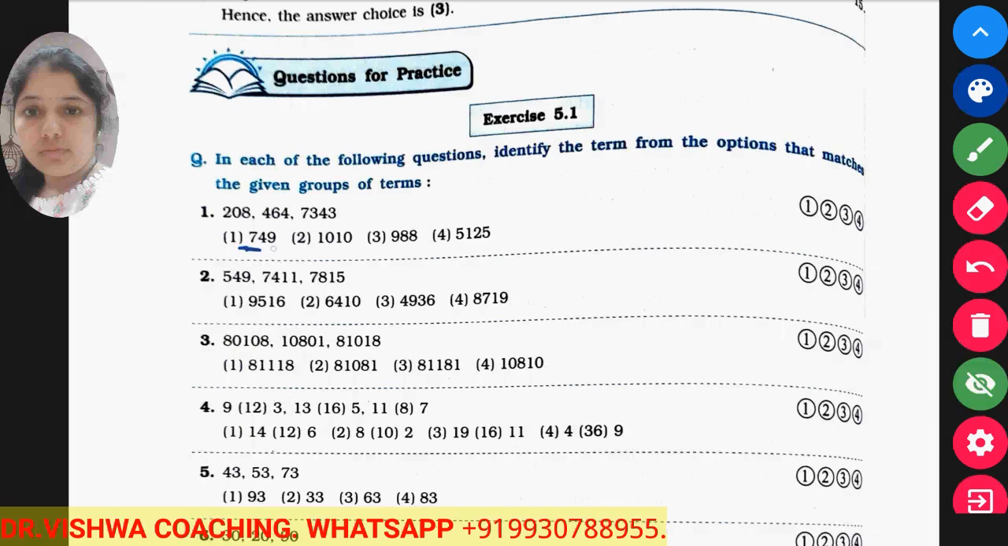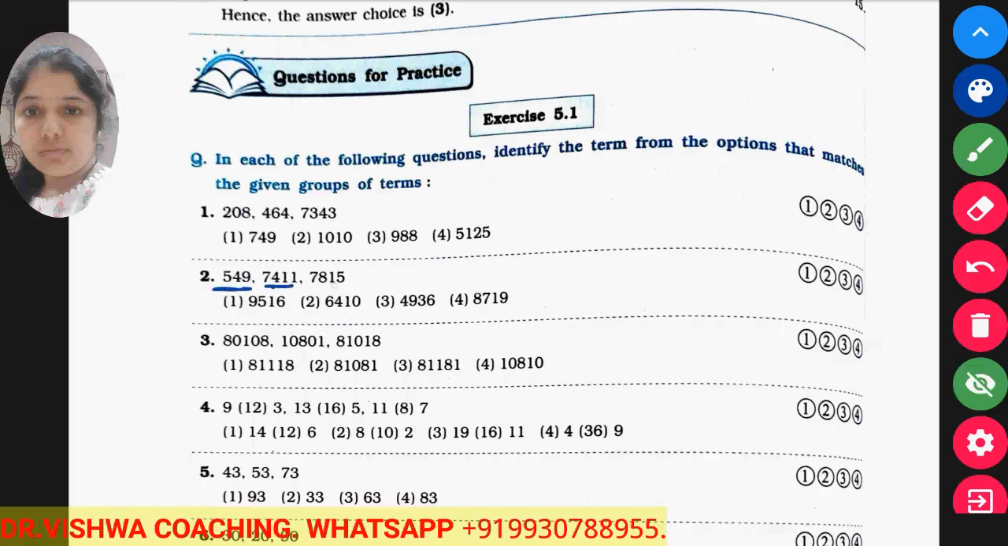Now see, 7 and its cube is 343. 49 is the square of 7, so this is not the correct answer. 1's cube is 1 only, so this is also wrong. If we assume 10, then 10 cubed becomes 1000, so this is also wrong. Now 9's cube is not 88, so this is also wrong. Now for 5, the cube is 125, so this is the correct option which shows a pattern similar to these terms.